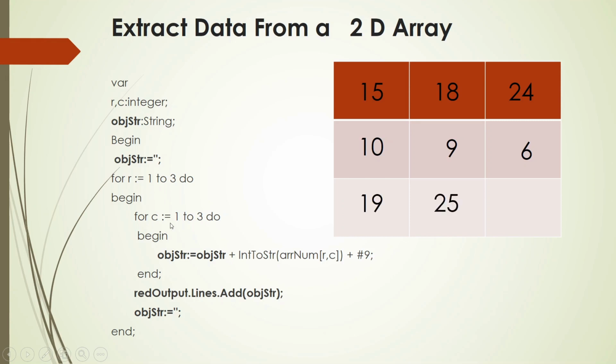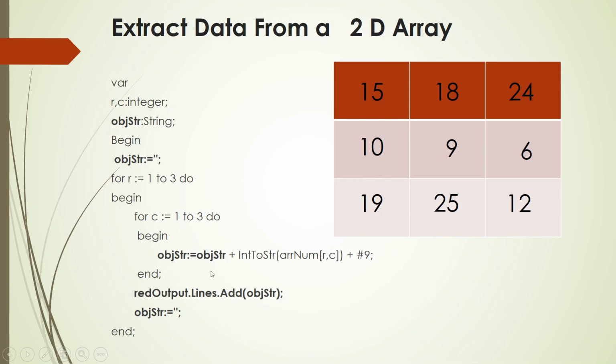C starts off at 1. I'm now displaying at 3, 1, and it displays 19. C now goes to 2. At 3, 2, it displays 25. And C now goes to 3, and then it displays 12. It creates that object string and displays the values in the third row: 3, 1, 3, 2, and 3, 3, that is ARR num of 3, 1, ARR num of 3, 2, and ARR num of 3, 3.